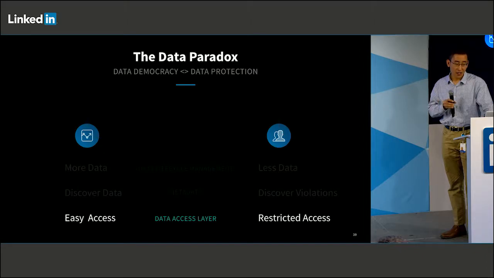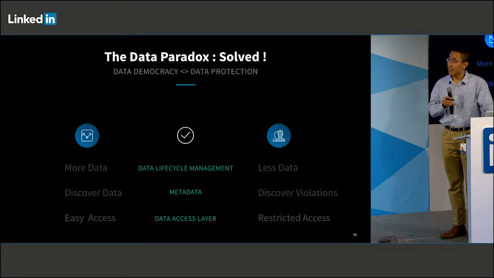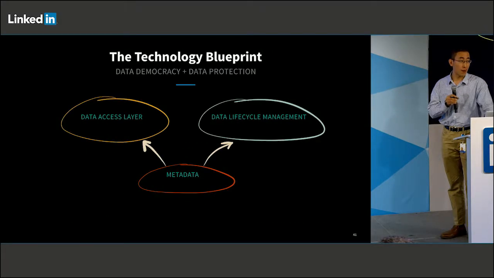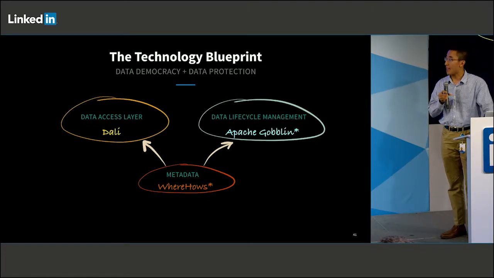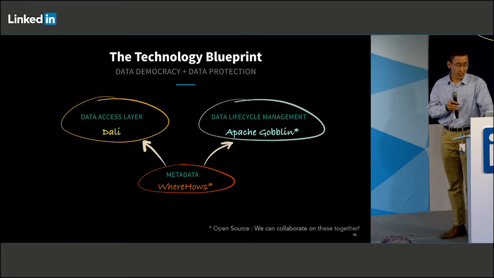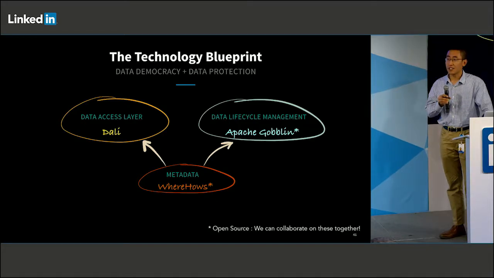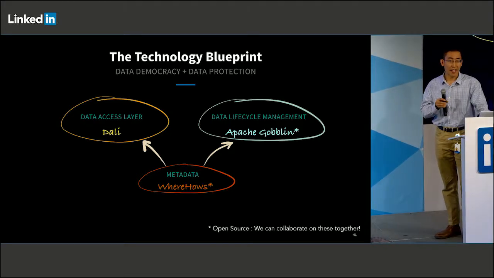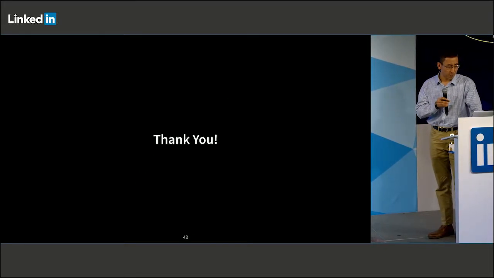And with that, we're now compliant with GDPR, and we have solved the data paradox. And to recap, we did this using a combination of a warehouse for metadata, DALI as our data access layer, and Apache Goblin as a data management tool. Warehouse and Goblin are open source, so we'd like to invite everybody to contribute and collaborate on these.